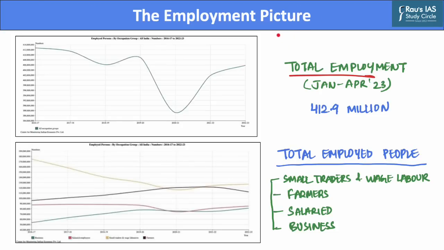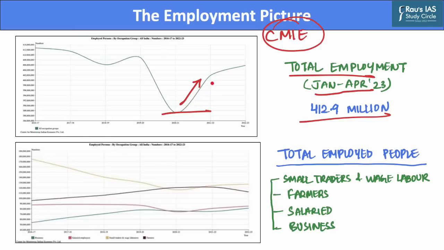Now, all this data is provided by the Centre for Monitoring Indian Economy, also known as CMIE. According to CMIE, the total number of people employed in India between January and April of 2023 stood at almost 413 million. And as you can see from this graph, it is much more than the number of people who were employed during the period of the pandemic.